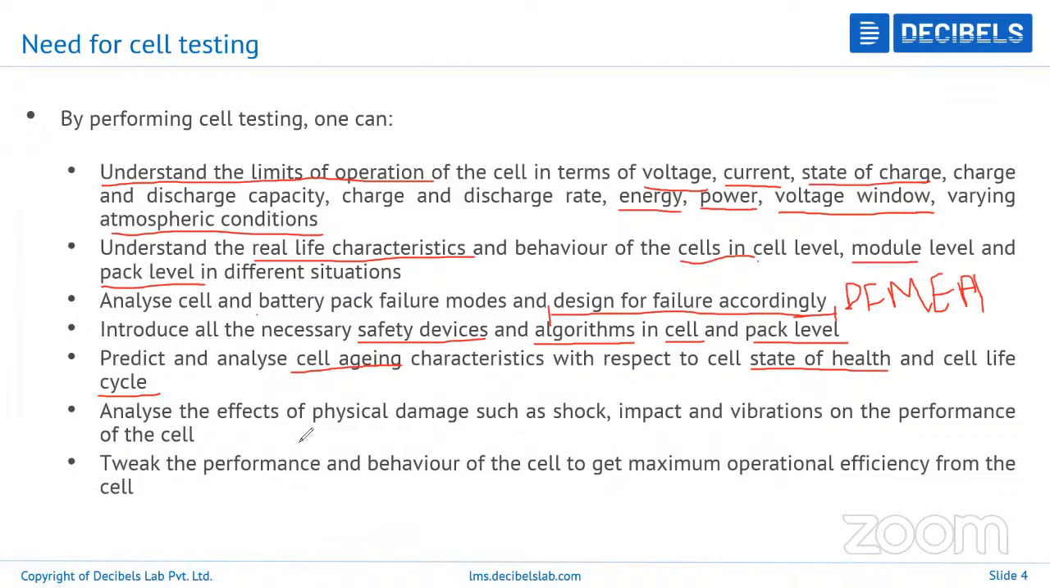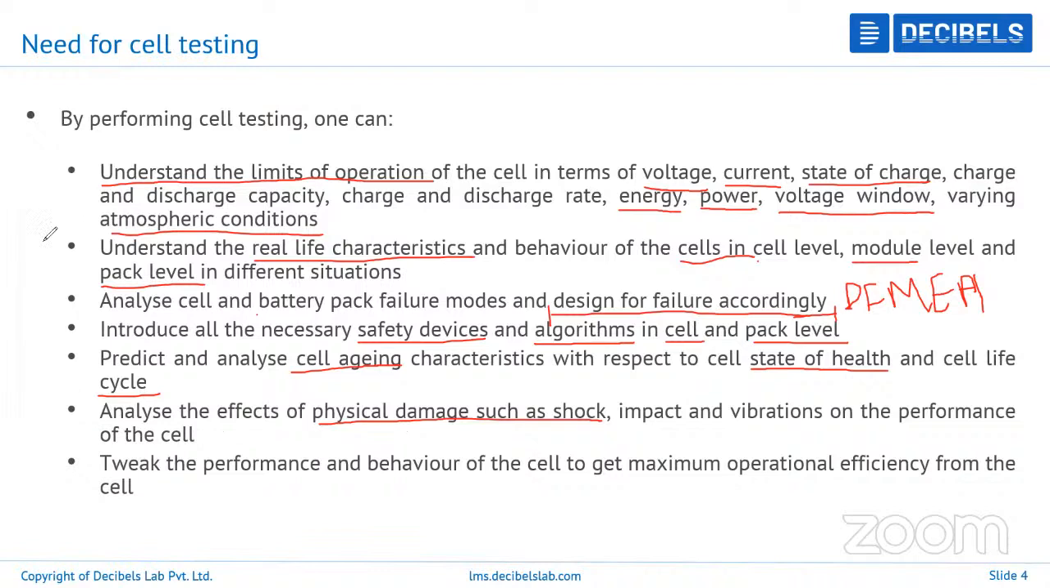Then finally, which we had seen earlier, the effect of physical damage. So electrical abuse, mechanical abuse, and thermal abuse. All of this put together can also be analyzed, and its effect on the performance of the cell and the battery pack as a whole can be understood.